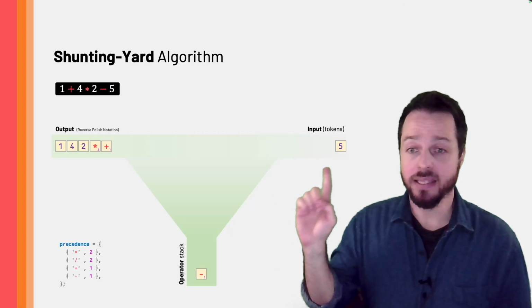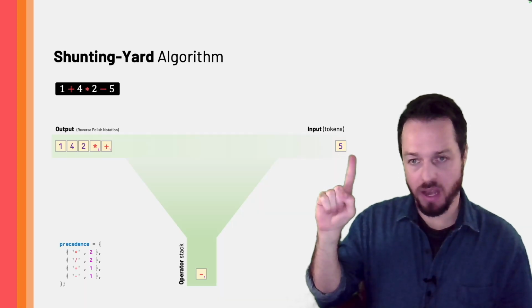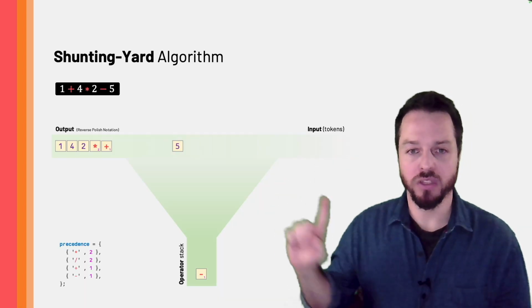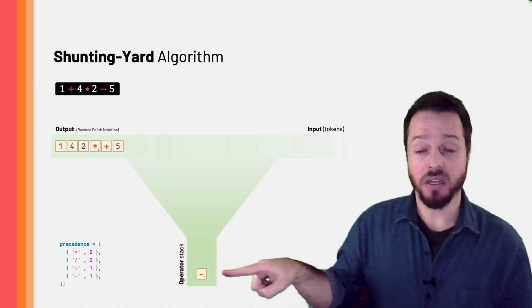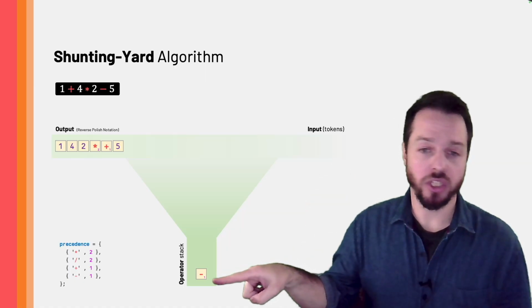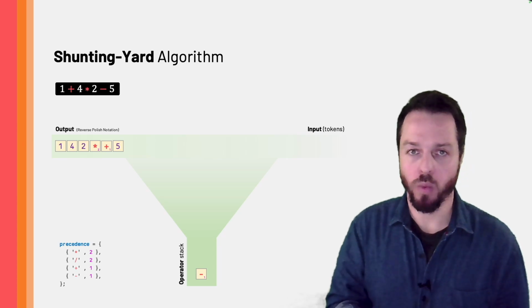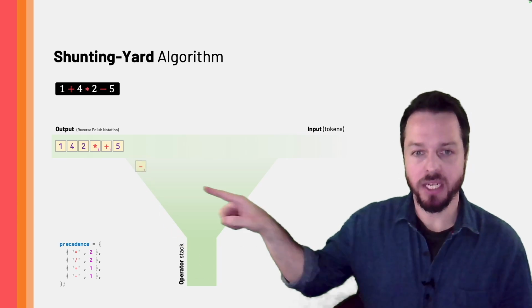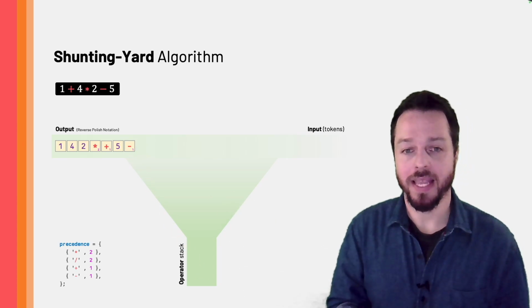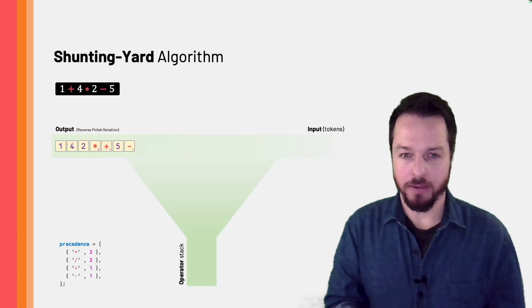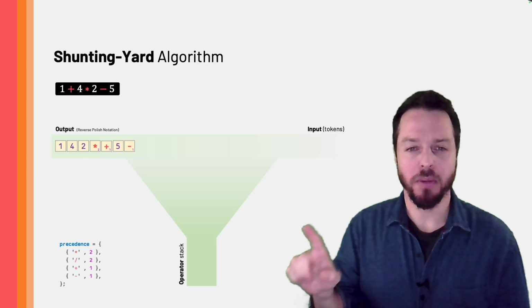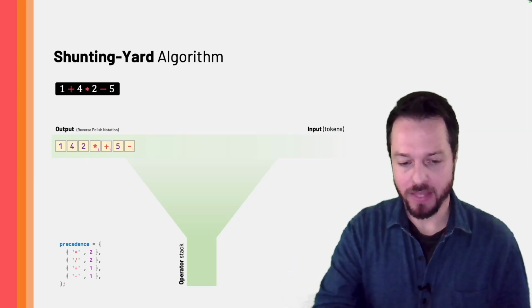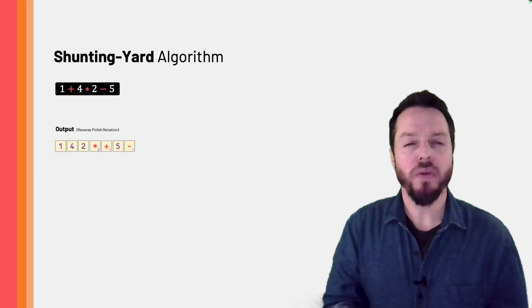All right, and then the last one right here, this is the last token, 5, no sweat, goes straight to the output. We are done with the input, but we still have some stuff here in the operator stack, so what we do is just move to the output, one by one. We just empty the operator stack and move to the output. That order right there might seem a little bit weird, right? 1, 4, 2, times, plus, 5, and minus.